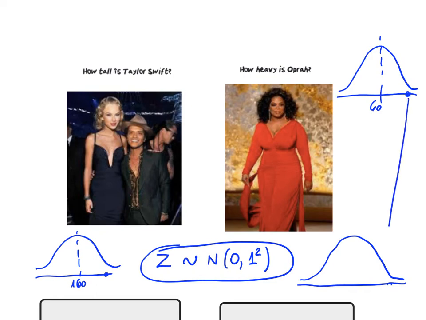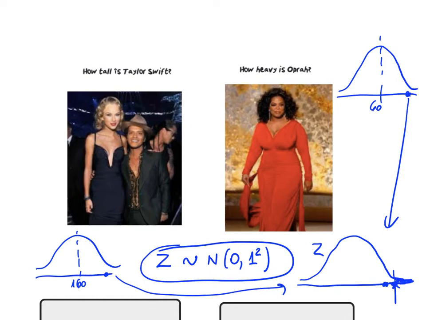But if I can bring them both onto this distribution, and I say, okay, one is here, then I have less people which are more awkward, let's say, than the person here, than the person here. So then I can compare them. So that's a big idea.